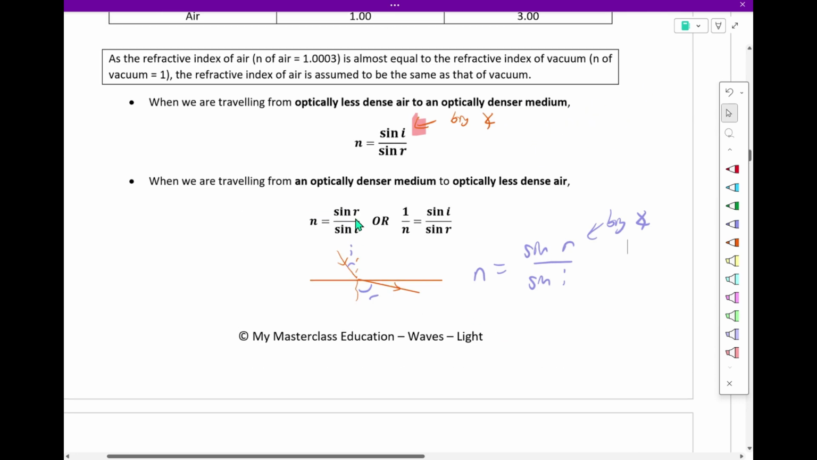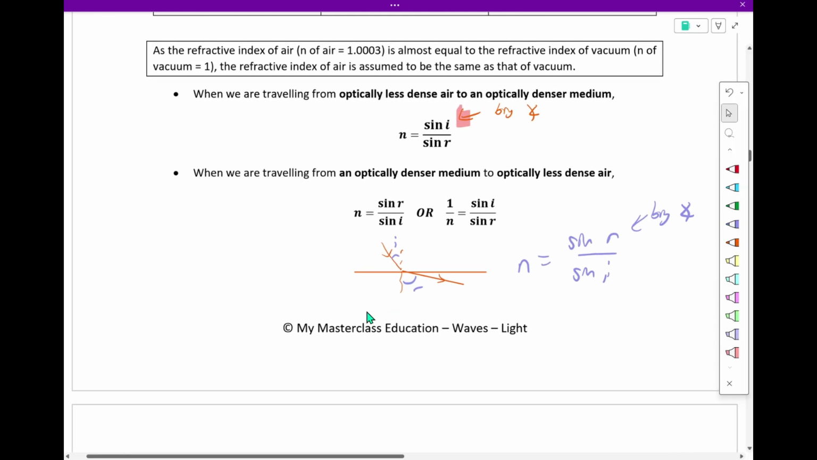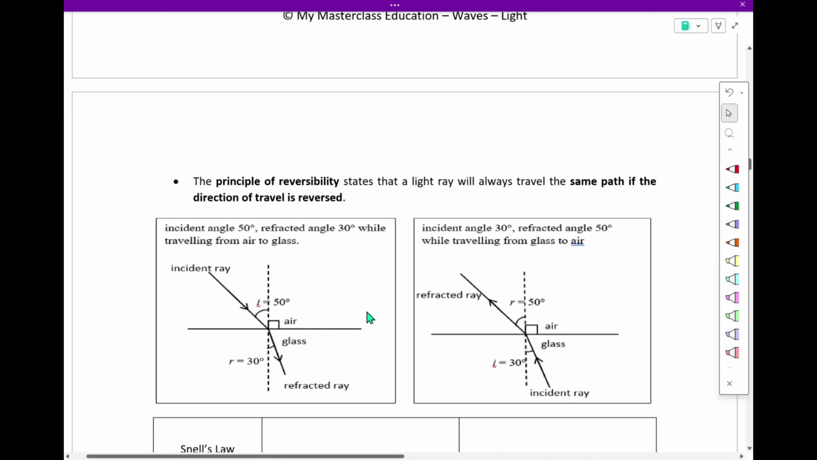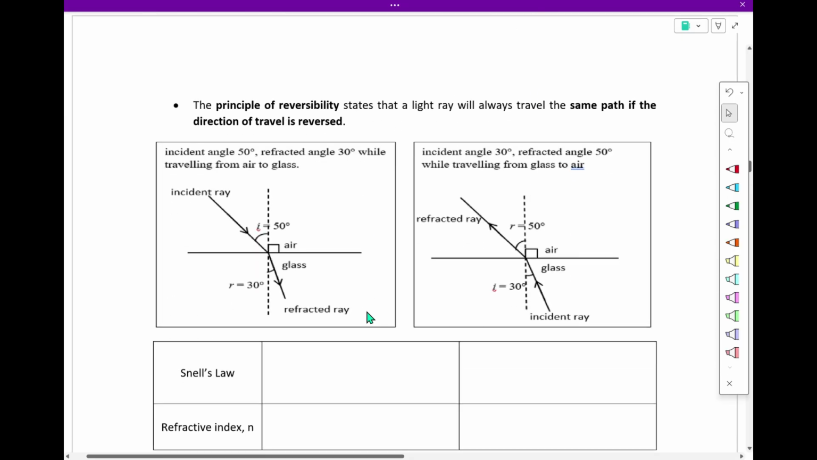Now, if you notice over here, we can use R over I. Why is that so? How come we can just swap around your angles all by itself? It's actually based off this principle that I'm going to go through next. The principle of reversibility basically means light will travel in the same path if you were to change the direction of travel. So previously, you can see that light travels in this direction. If you were to do the exact opposite, you will travel back in that same exact position that you see.